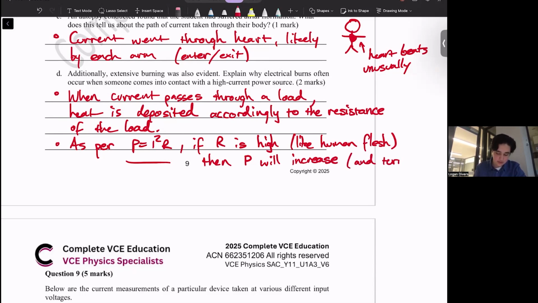And turn into heat. Heat causing burns. So there's that question done. Quite a grim and unfortunate end to this for VCE Physics Year.